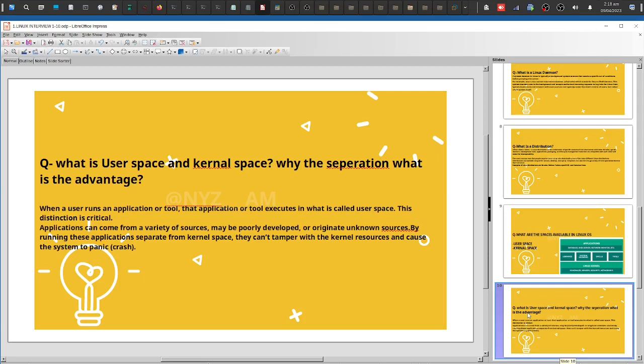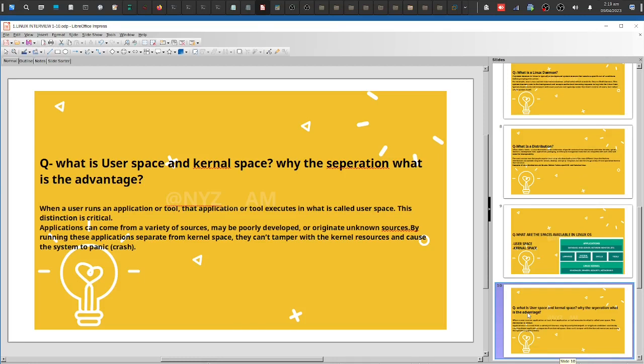Maybe we are downloading this and adding it to our device. If the user space and kernel space were the same, this poorly developed code would be mixed with the kernel space information, which can eventually lead to a complete crash of the Linux OS.